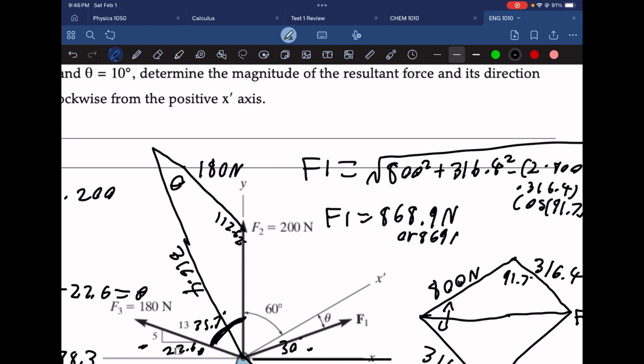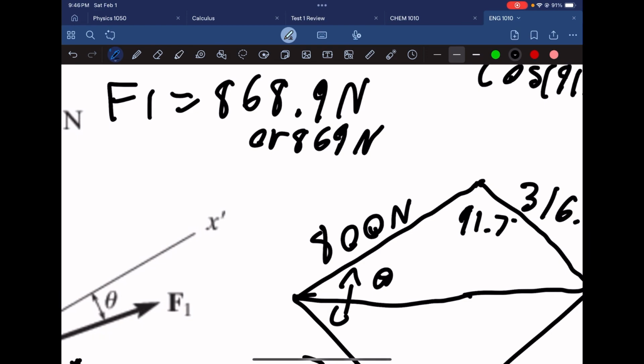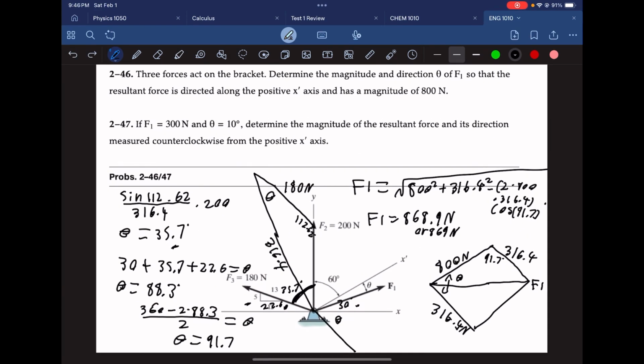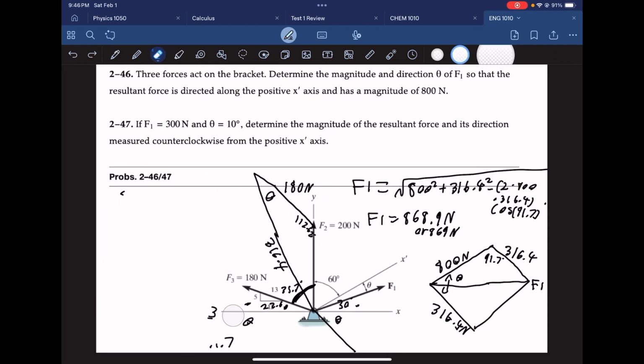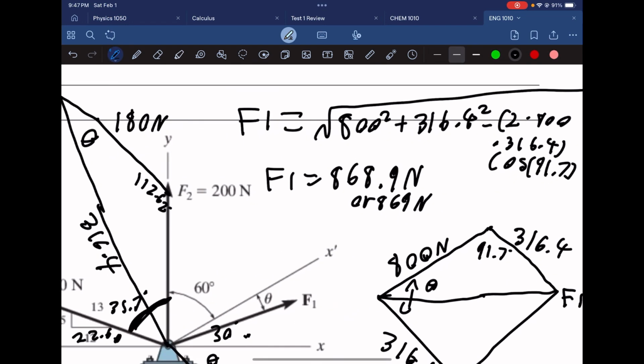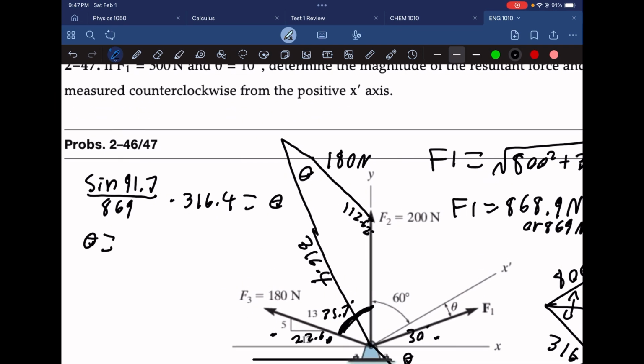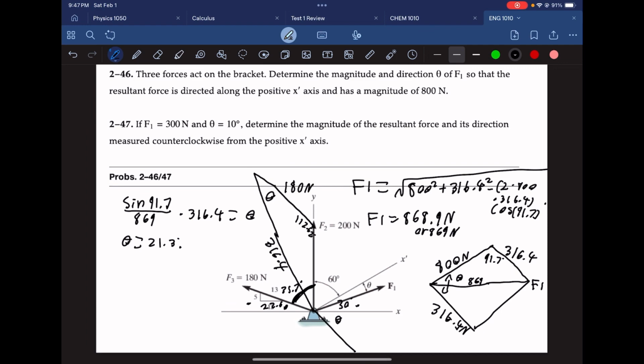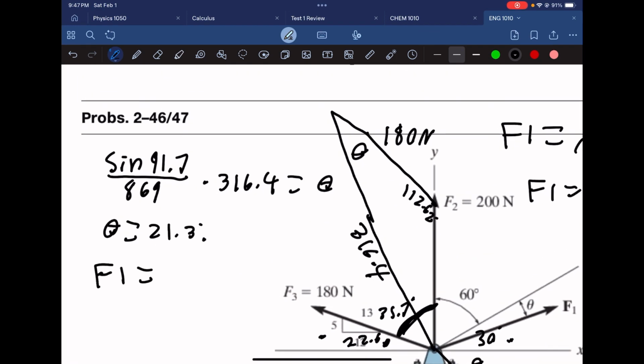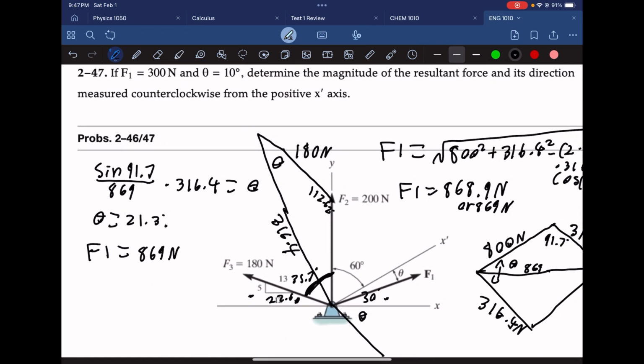or 869 newtons. Now, what we want to find is this angle here, because that is this. So what we're going to do now is the sine law. We know this is 869. So we just go sine 91.7 over 869 multiplied by 316.4, which is going to equal theta. And you should get 21.3 degrees. Just like that. So F1 equals 869 newtons, and theta equals 21.3 degrees.